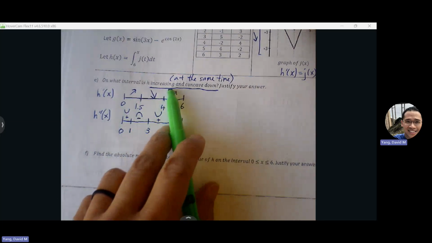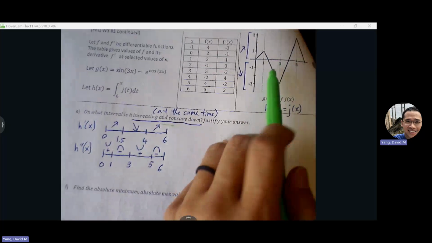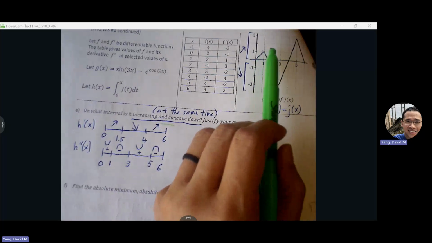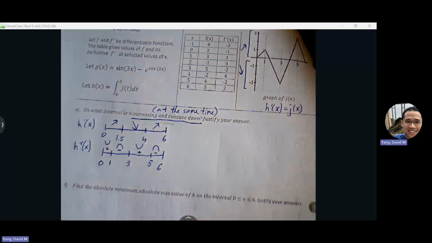Okay, so we're looking for the interval where the graph is going to be increasing and concave down. So basically, you can also look at this graph and tell, okay, I'm looking for something that is above the x-axis, but showing me a negative slope. So increasing and concave down. It's going to be in this region here, and then this region. Increasing and concave down at the same time.